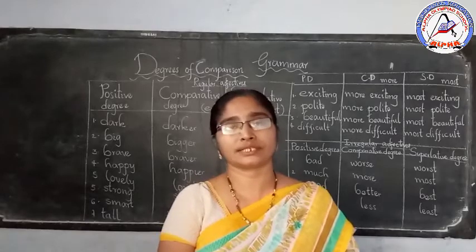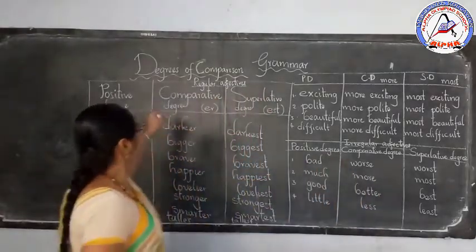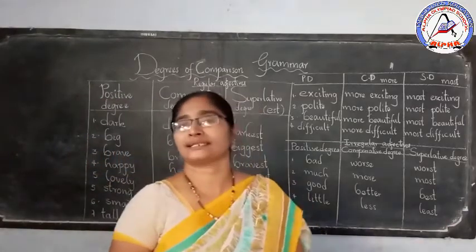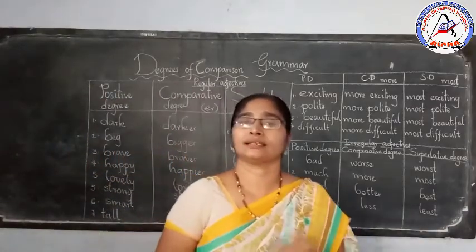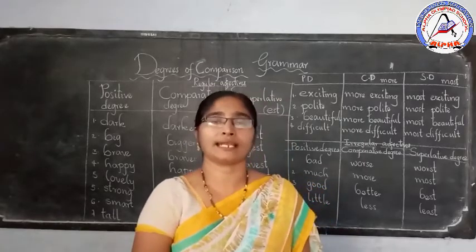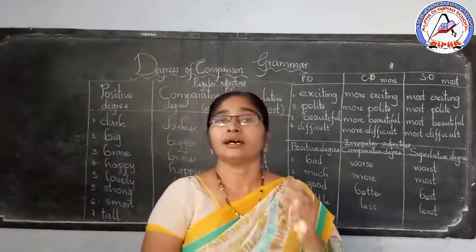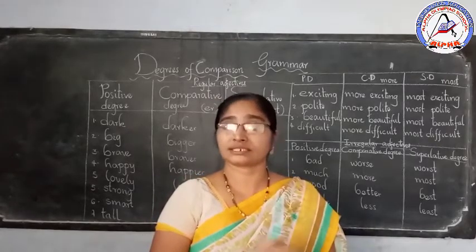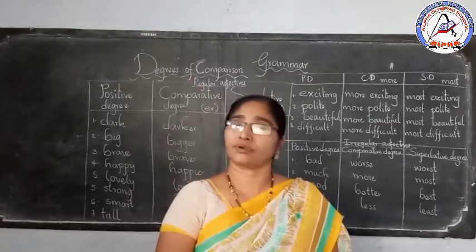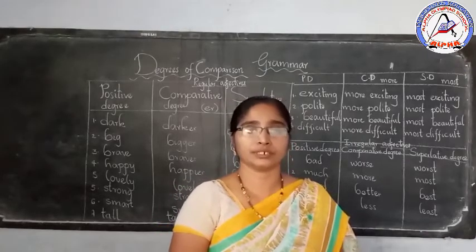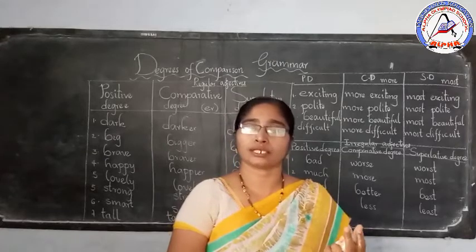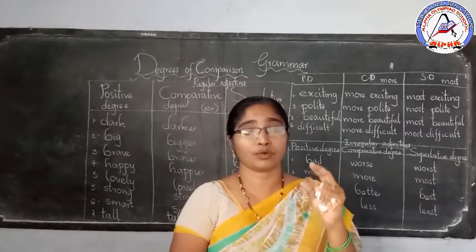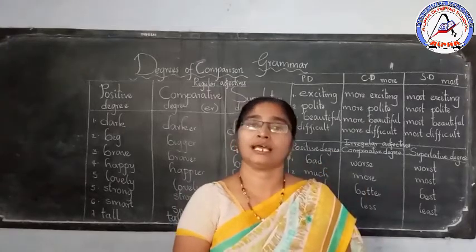Today's topic is degrees of comparison. Before starting the topic, let us once again listen about adjectives. What are adjectives? Adjectives are words which qualify a noun or describe a noun. What are some examples of adjectives? Good, bad, small, short. These are all words which tell about a noun. These words are called adjectives.